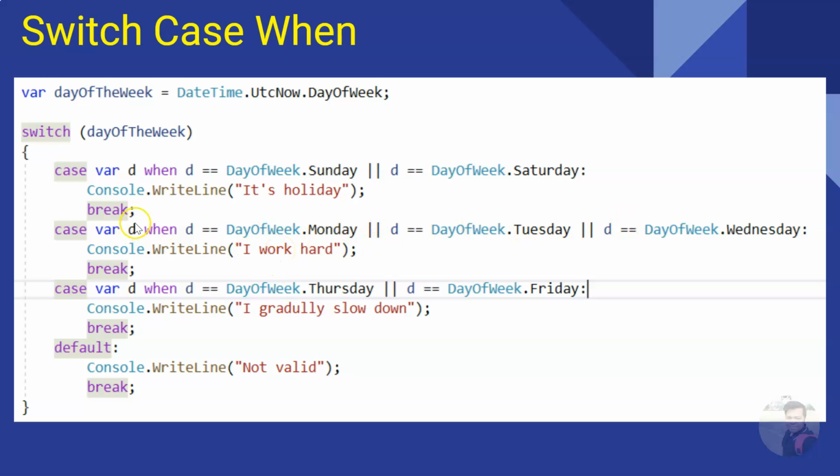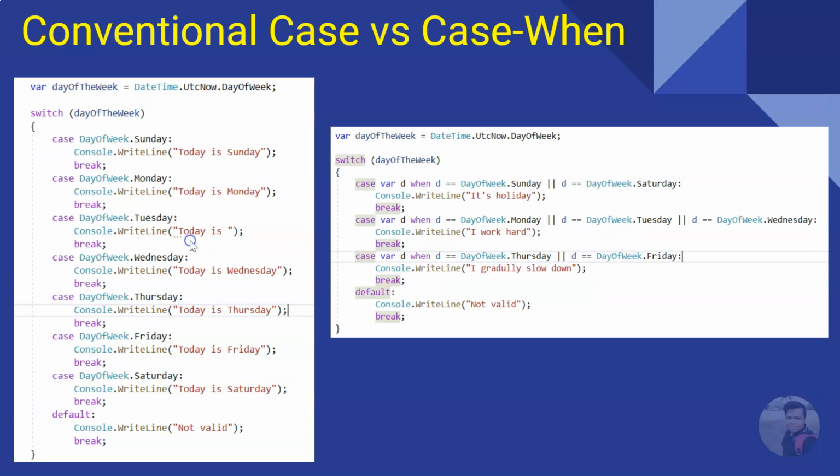Now this variable, what you are seeing, is also available inside the case statement, which was not possible with the conventional switch case statement. The case has to be a constant term. To use this, you need to use switch case when. Okay, so let's see the comparison between the conventional case statement and case and when.